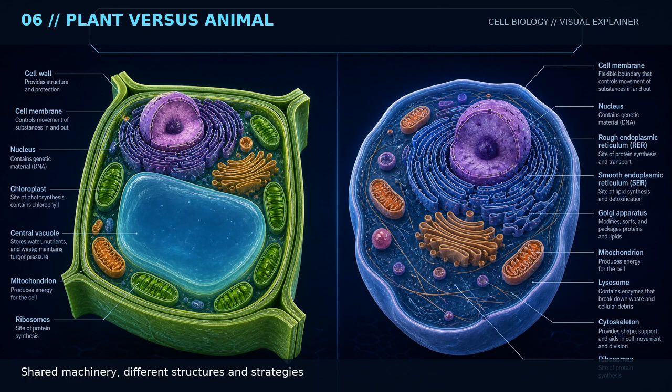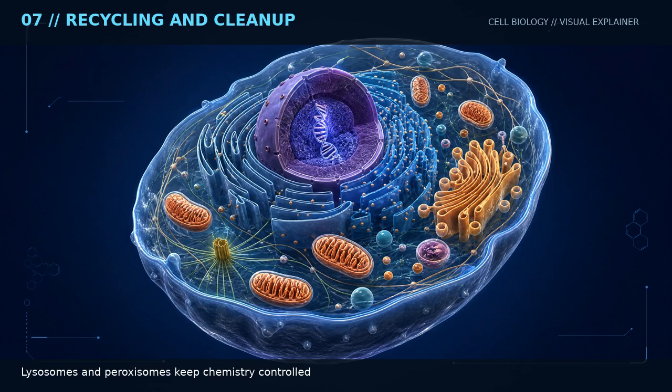Step 7. The cytoskeleton. This internal framework helps the cell keep its shape, move materials, position organelles, and sometimes move the entire cell. Microtubules act like tracks. Motor proteins move cargo along them. Actin filaments help support the cell edge and generate movement. The cell is not static, it is an active logistics system.